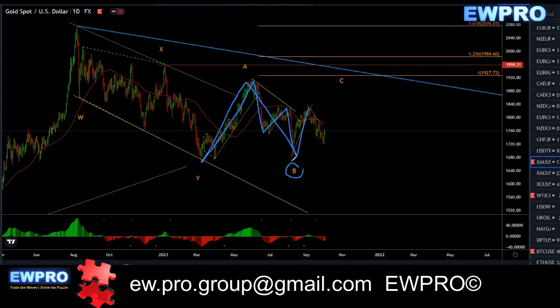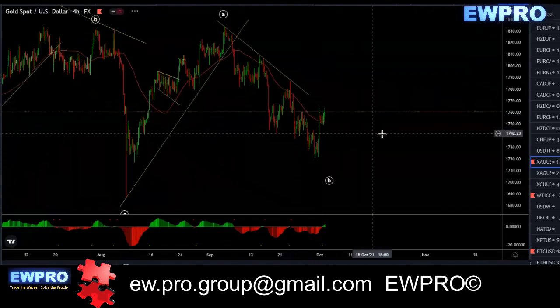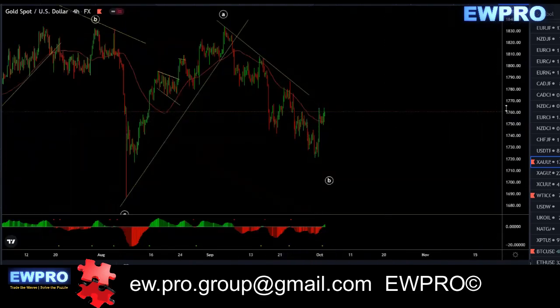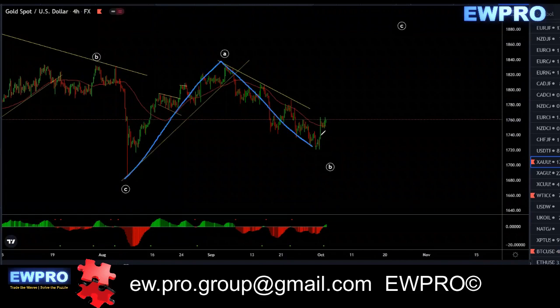This one here, this impulse here didn't really go far enough. You know, it never went anywhere near that 100 fib. So, you know, this sort of can turn into quite a few different structures as well. On the H4, like most of the others, we're looking for that C up. We're looking at A, B, C.